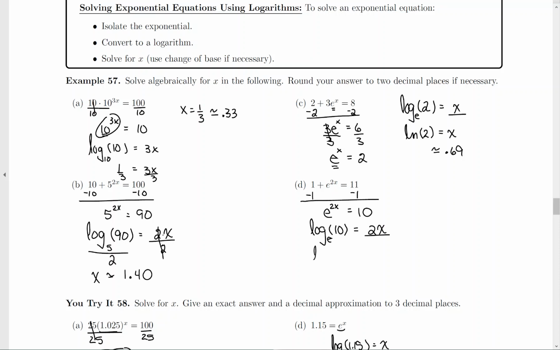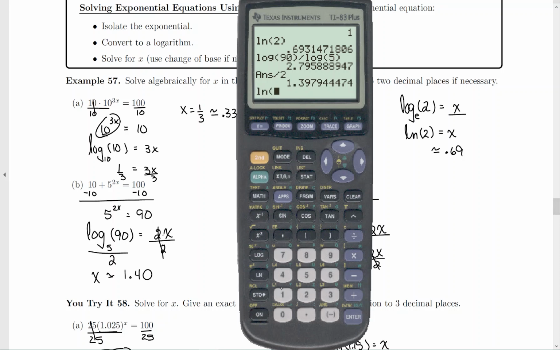Log base e is natural log of 10. That's just another name for log base e, is ln. And then divide by 2 to get the x by itself. And when I divide by 2, I'm not taking 10 divided by 2. This is natural log of 10. So I've got to figure out with my calculator what is natural log of 10 and then divide that by 2. So about 1.15.